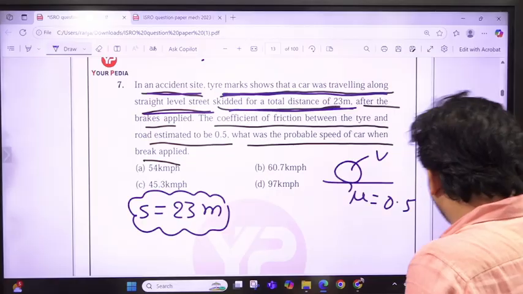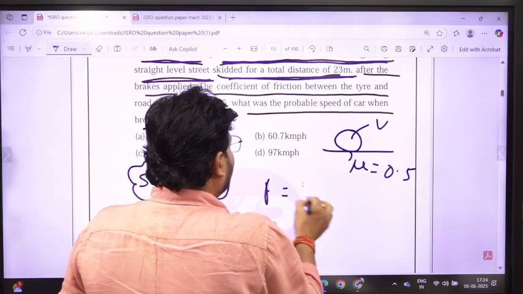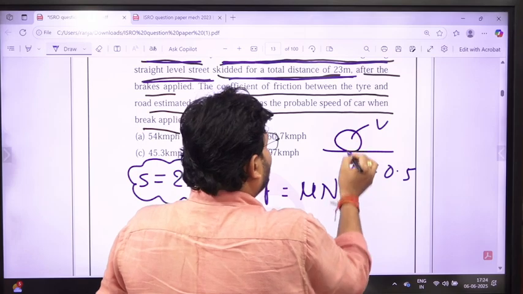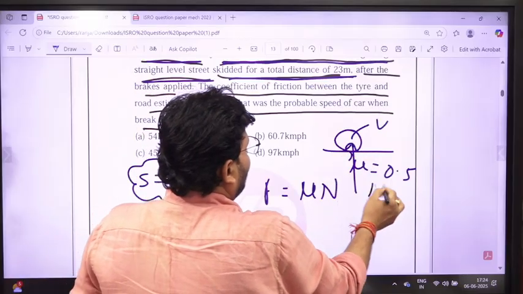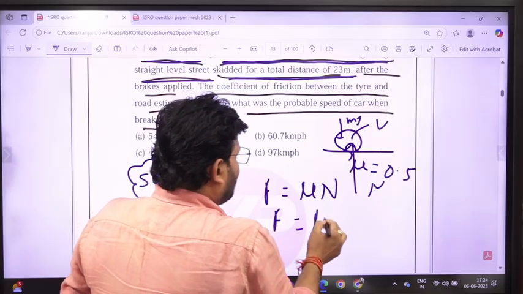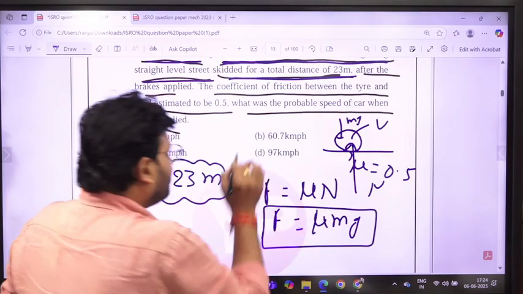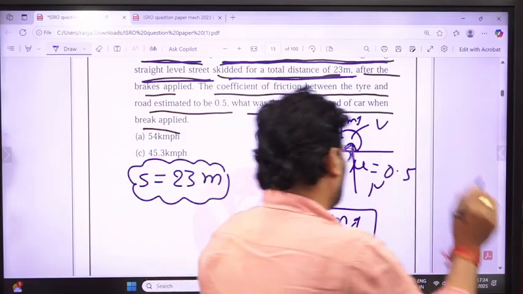So what is the frictional force? Frictional force is mu into N. Suppose this is a car. In the upward direction you can apply N, and downward is mg. So the frictional force is equal to mu mg. In the question, m is not known, but no need to worry.